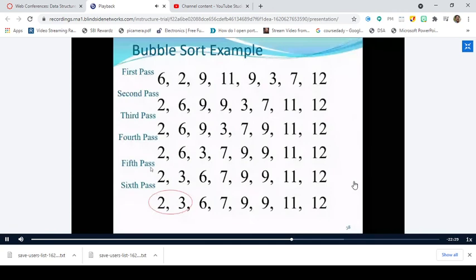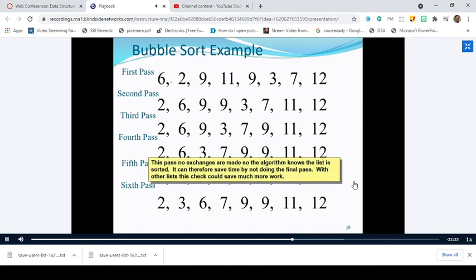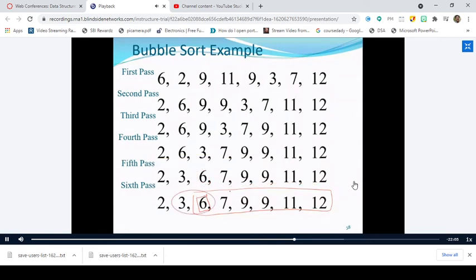Right. Now look at this one. Now 6 has occupied its position correctly. Is it right or not? Yes, sir. Now from 6, 7, 9, 9, 11, and 12, we are not going to consider it for the next pass. Now the question is whether we need to perform the next pass or you can simply skip it. Right. Listen carefully.